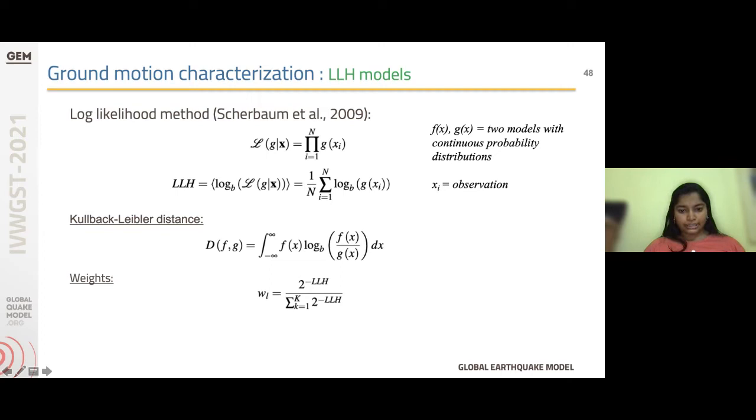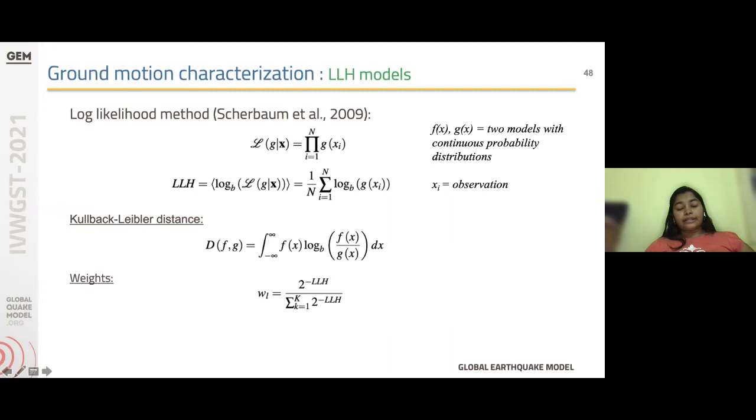Another interesting concept, proposed by Scherbaum in his article, is something called the Kullback-Leibler distance. What exactly this D value is trying to propose is the distance between an actual prediction and the actual ground motion. Here f(x) is what we call the earthquake phenomenon. We don't know the function, but we have a limited number of samples, which is what we call observations. And then we know the probability density function of the GMPE for the same set of observations. So then we try to find the distance.